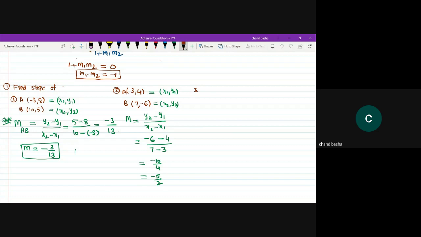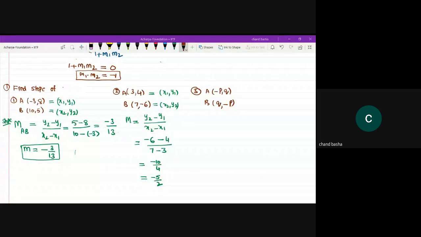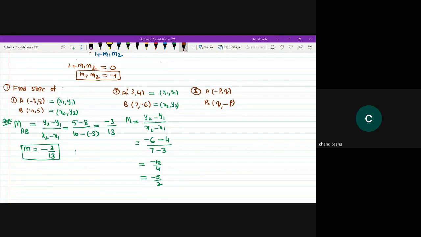Next, problem number 3. I am finding the slope of the line segment joining the 2 points. A point will be given as minus p comma q, and B point will be given as q comma minus p. You will get an integer value. For this question, you will get an integer. The options will be given to you. Your answer, please. I have given the answer also.